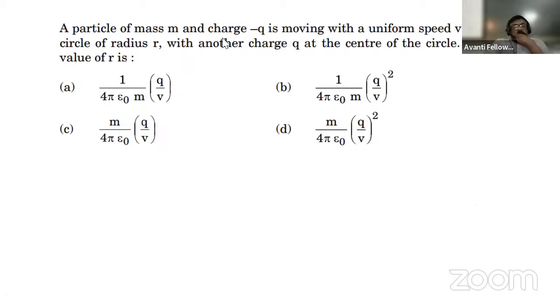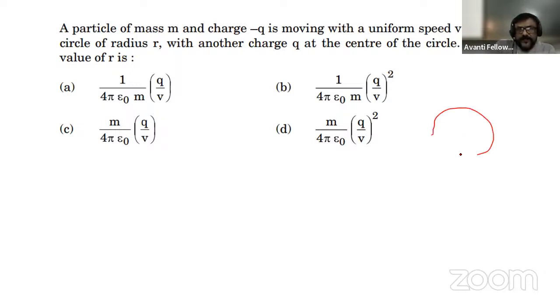Okay. A particle of mass m and charge negative q is moving with a uniform speed v in a circle of radius r, with another charge small q at the center of the circle. The value of r. What should be the radius of that circle? Okay, this is also something we have to recall from our 11th class syllabus.